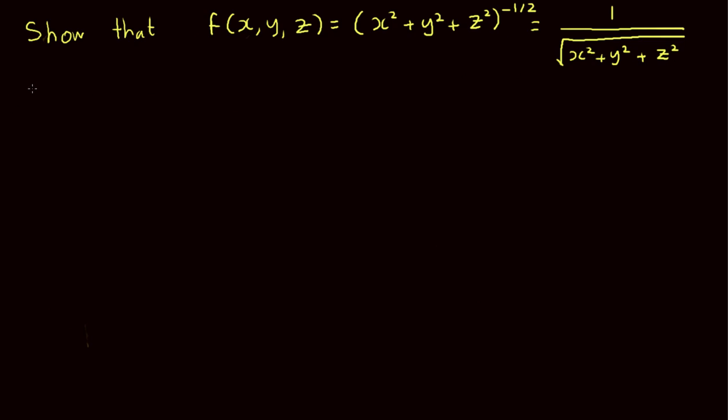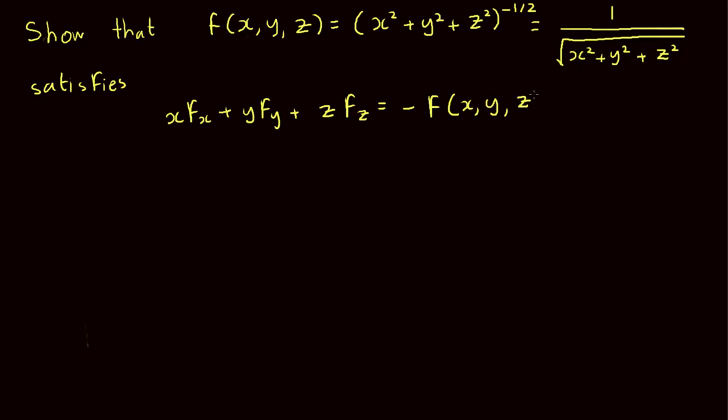Show that this function satisfies this rule. So it has to satisfy something. Okay, normally when I ask you to show something, you have to always make sure that it satisfies or fulfills a criteria. In this case, it is x fx plus y fy, right? Plus z fz, okay, equals negative f(x, y, z).